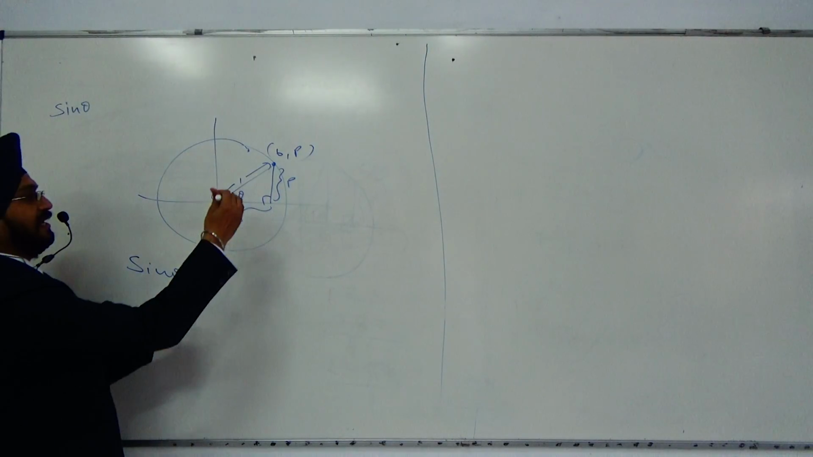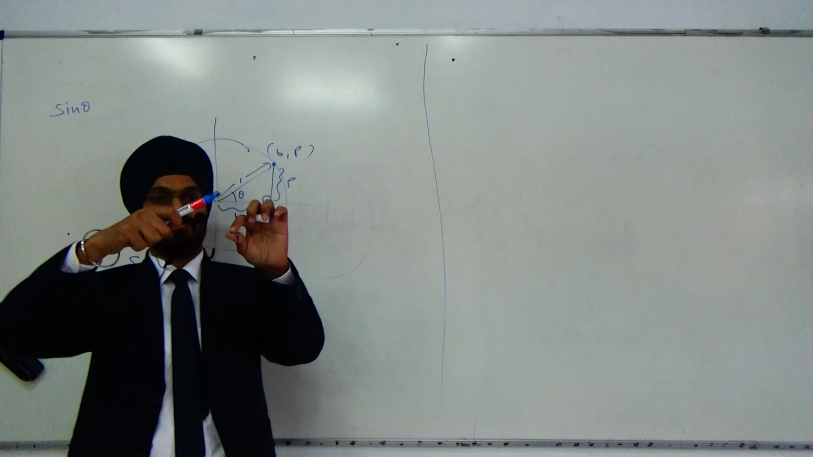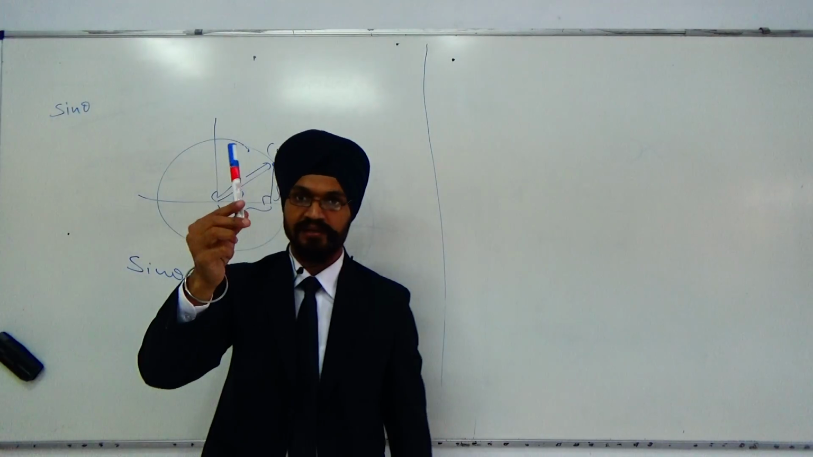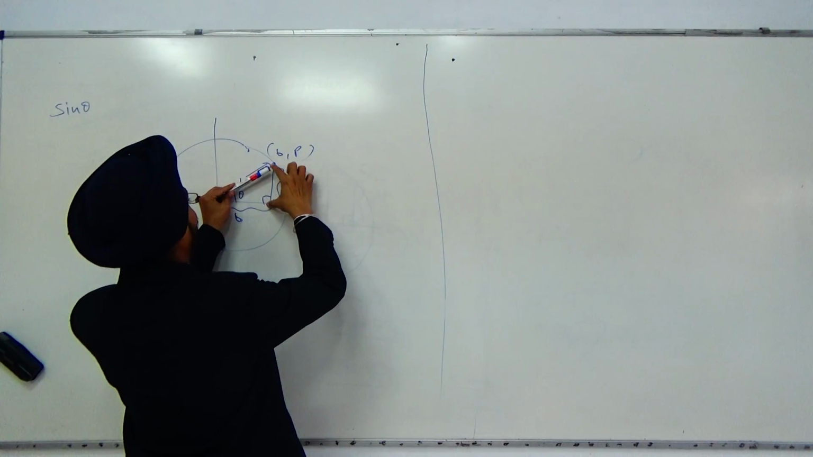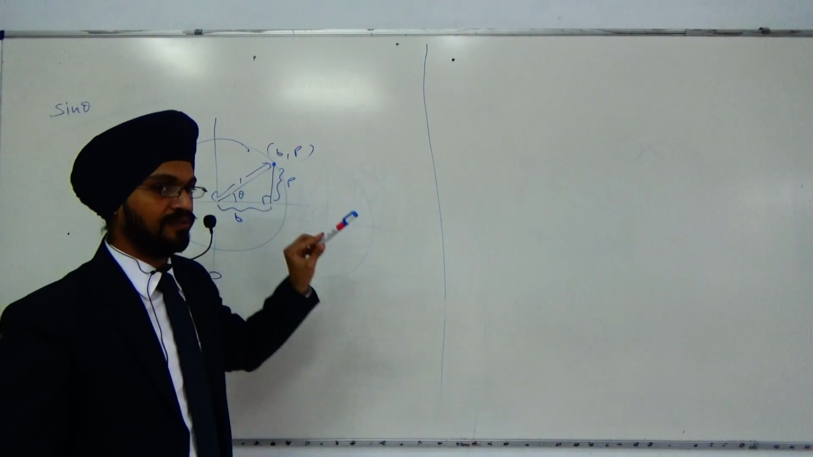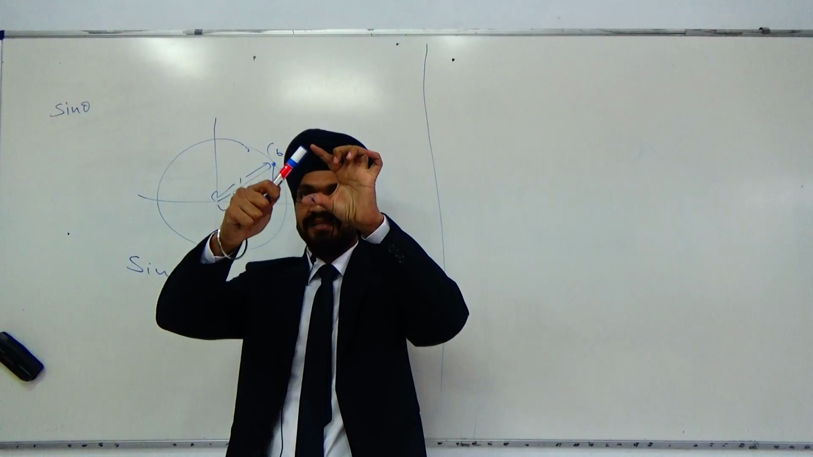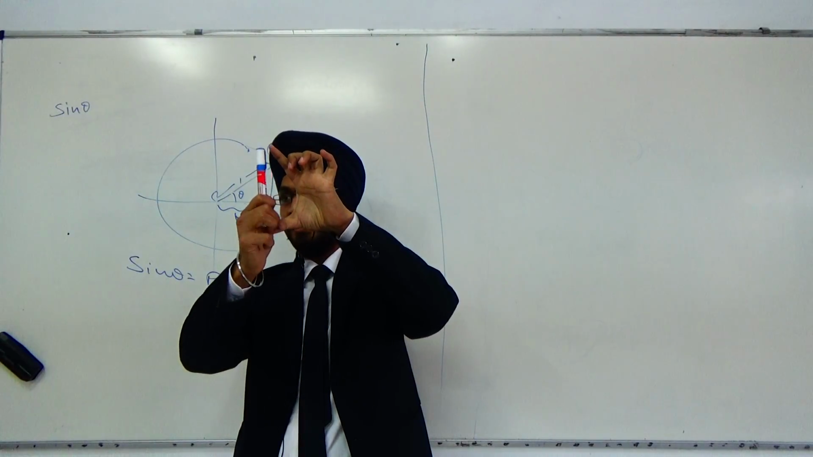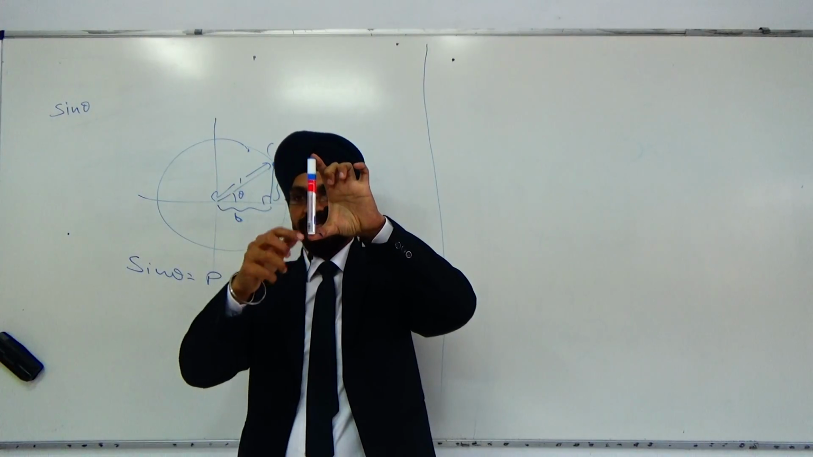Sin theta is the y coordinate, the height of the tip of a rod of radius 1. Suppose I have a rod of radius 1 and I tilt it by angle theta. The height of this rod is giving you sin theta. I think you can easily feel that as theta increases, the height keeps increasing. The maximum is at 90, which is equal to the radius 1.